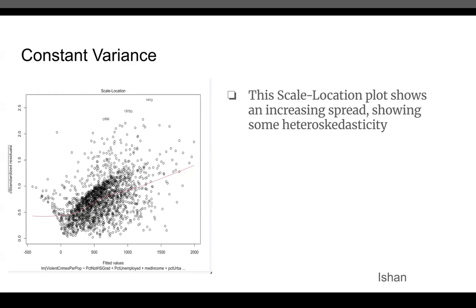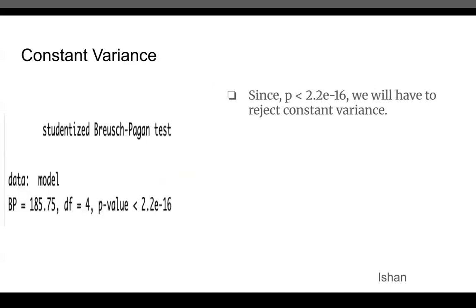If we move on, the Breusch-Pagan test that we analyzed. Here we can see that there's a BP value of 185.75, which basically says that the constant variance assumption is broken and we have to reject that. So we have to create a model in such a way that we either transform the variable or we perform some other statistical methods to fix this issue within the model.